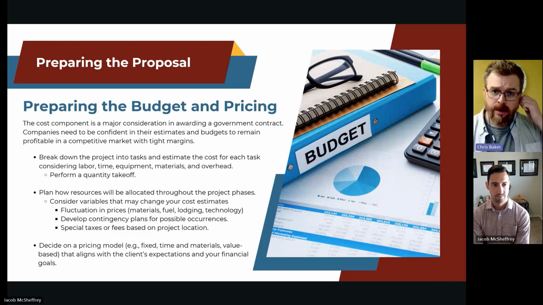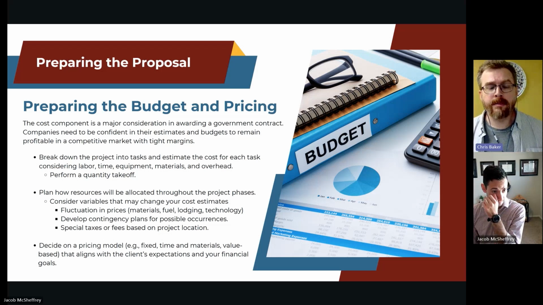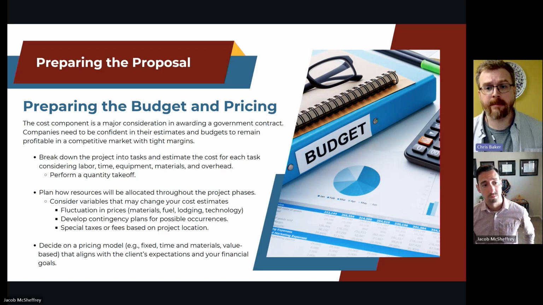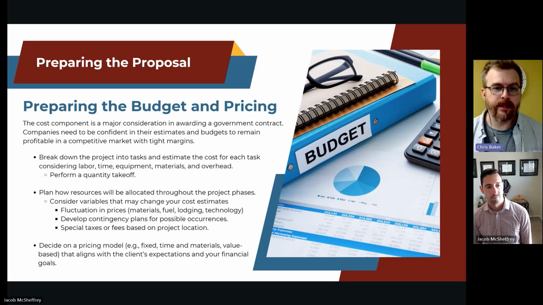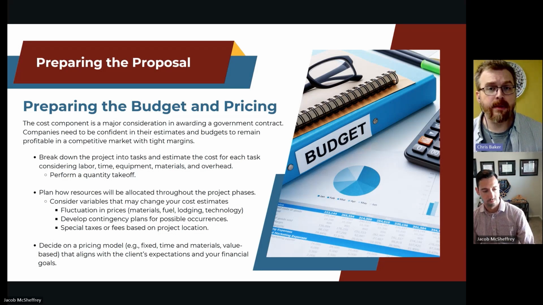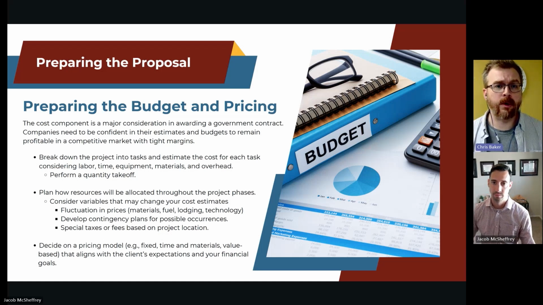And then finally here, in talking about preparing the proposal, preparing the budget and pricing. The cost component is a major consideration in awarding a government contract. Companies need to be confident in their estimates and budgets to remain profitable in a competitive market with tight margins. So break down the project into tasks and estimate the cost for each task, considering labor, time, equipment, materials, overhead, whether you're using burdened rates or unburdened rates, performing a quantity takeoff. Those are all specifics that are only going to make your cost proposal stronger.